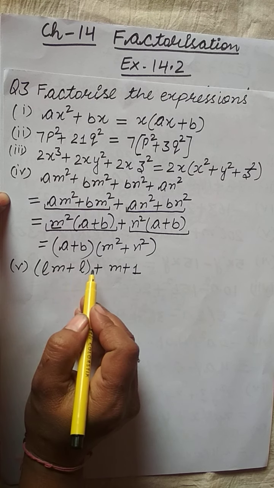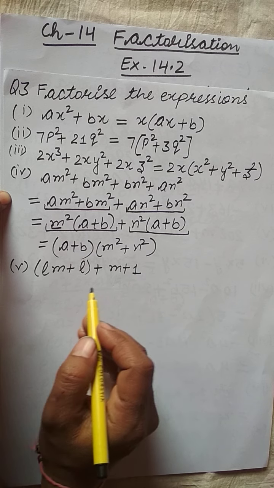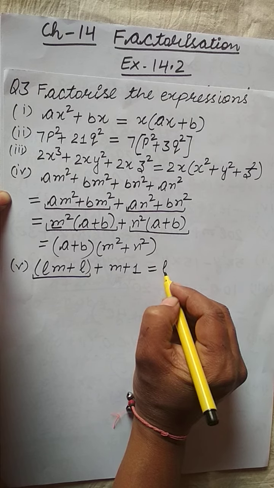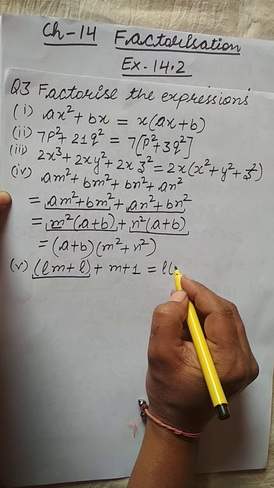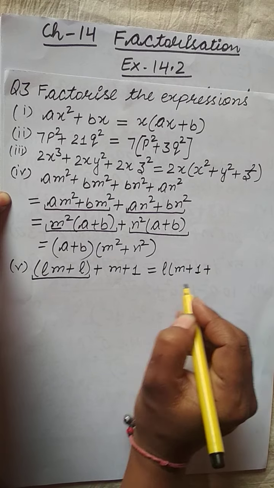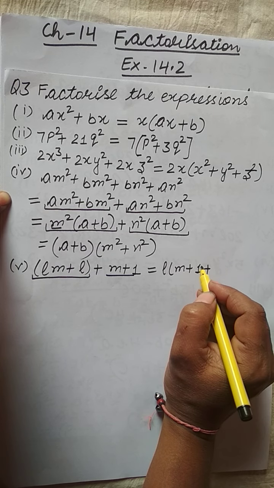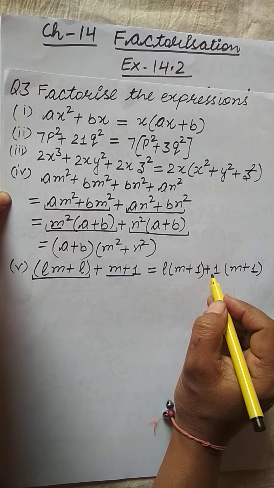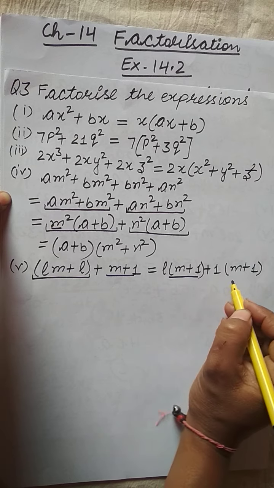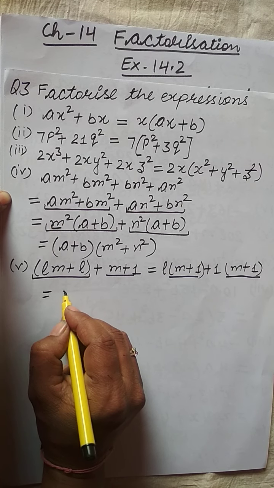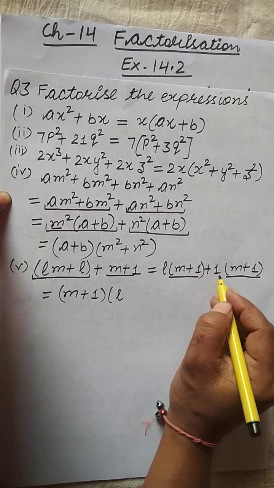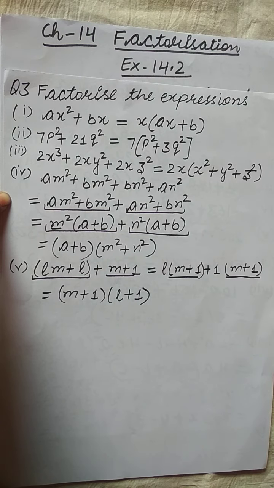Fifth part is lm plus l plus m plus 1. Now from this bracket we can take l as a common factor, so the remaining part is m plus 1, and from this we can take 1 as a common factor, so it is m plus 1 into m plus 1. Now m plus 1 is the next common factor, so it can be written as m plus 1 into l plus 1. M plus 1 into l plus 1 are the required factors.